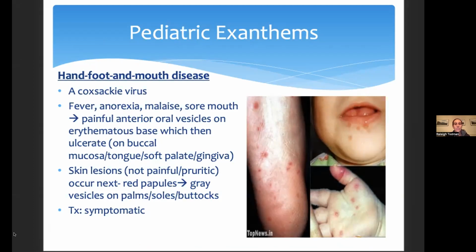The treatment is just symptomatic. So pain control for the mouth. And the major complication of this disease is having kids not take PO because their mouth hurts and they get dehydrated. So hydration and pain control is the main thing.